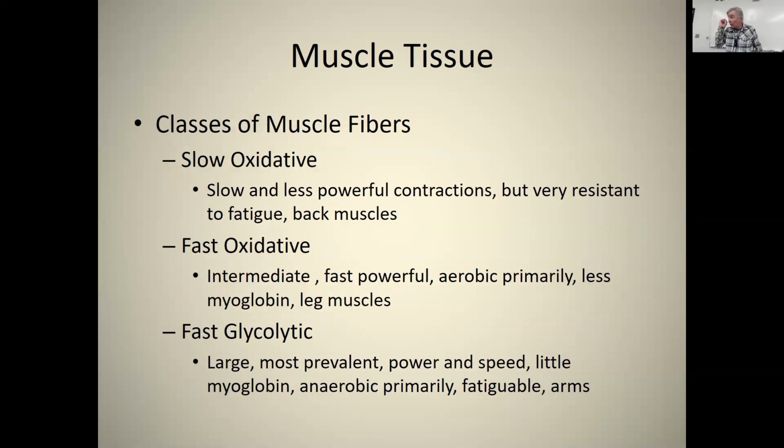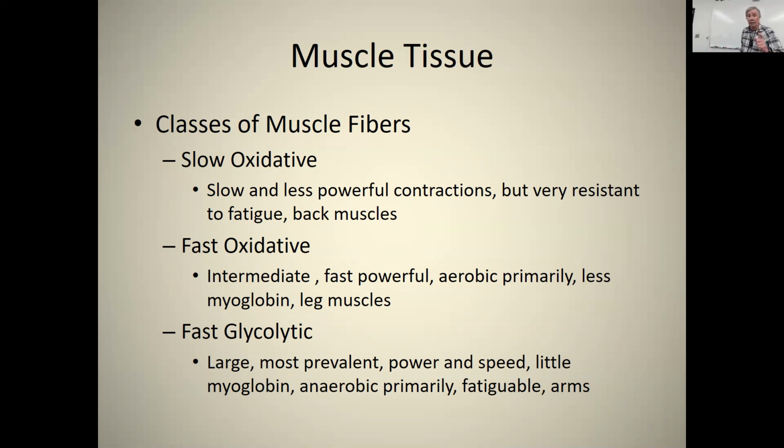So, classes of muscle fibers. Slow oxidative: slow and less powerful contractions, very resistant to fatigue. So your back muscles, remember, are practically contracted all day long, right, to keep you erect. They're slow and not that powerful, but they just have to hold you up, and they're very resistant to fatigue. Fast oxidative are intermediate. They're fast, powerful, mostly aerobic, with less myoglobin than the slow oxidative. And that's leg muscles. A lot of your leg muscles are these fast oxidative.